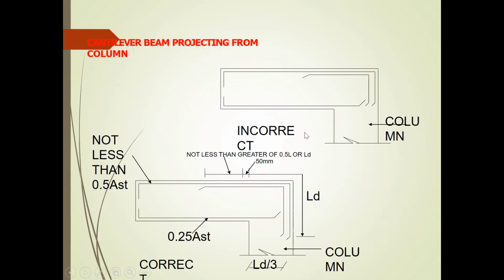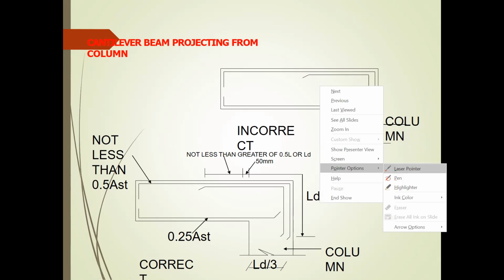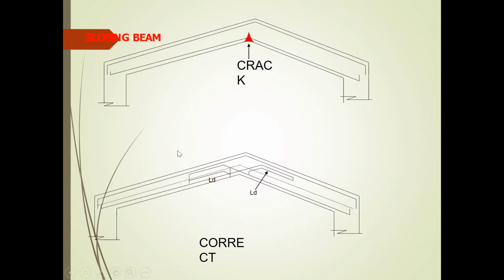Cantilever beam. Cantilever beam, again, you see, the beam rods have come down here. It has been cut down here. Actually, these bars should come further below. Okay, this is a development length, not less than 5 LD. Okay, this is the correct position. This is the methodology of how to provide cantilever reinforcement.